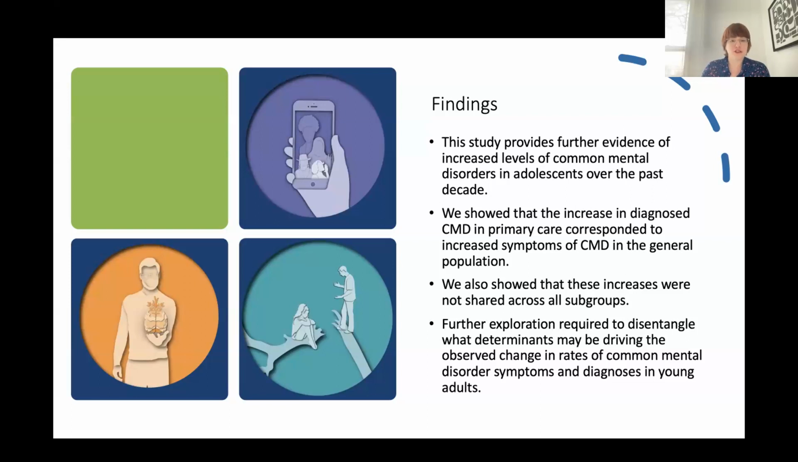We do suggest that further exploration is needed to disentangle what underlying determinants will be driving the observed changes that we're seeing. So bringing this back to what we looked at in the conceptual framework, what are the factors that have changed over this time period that could account for the changes that we've observed in rates of both diagnosed common mental disorders and symptoms of common mental disorders?